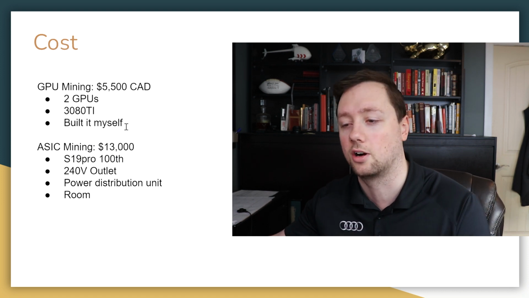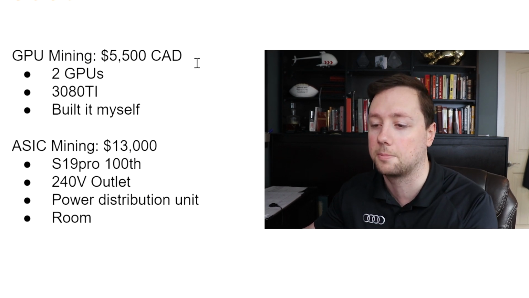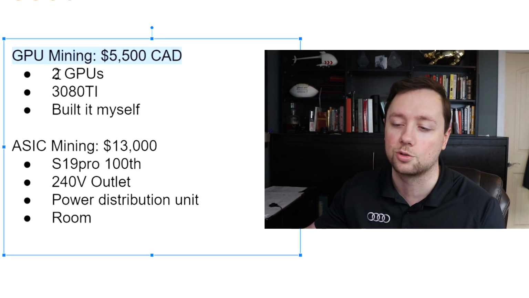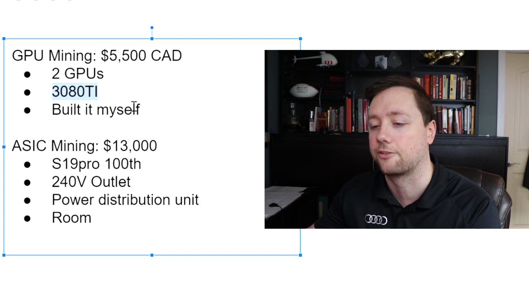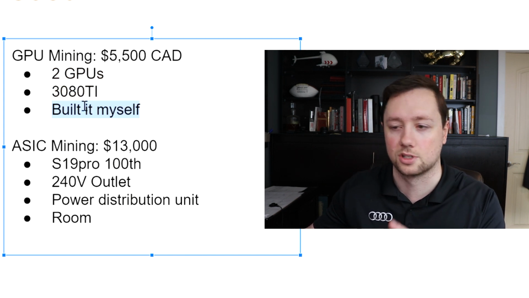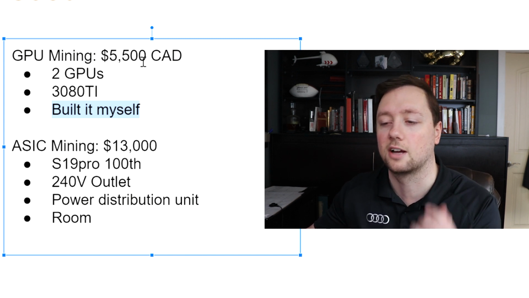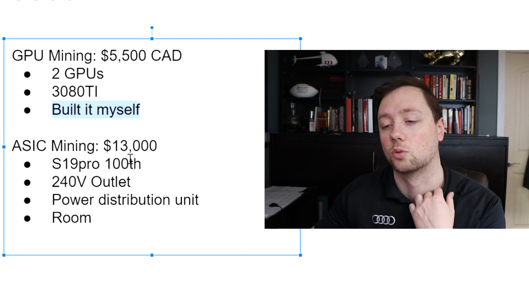And so here is my cost. The GPU miner that I've set up in my house cost me $5,500. It has 2 GPUs on it. They're 3080 Ti graphics cards, and I built it myself. And so the cost on this was $5,500. It'll pay itself back in just over 1 year.